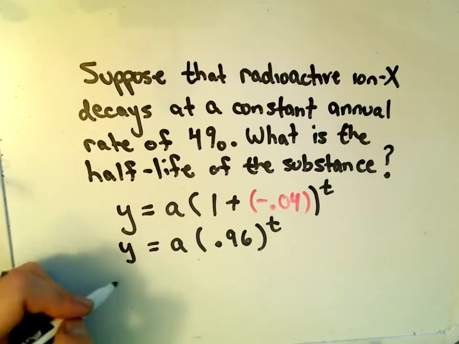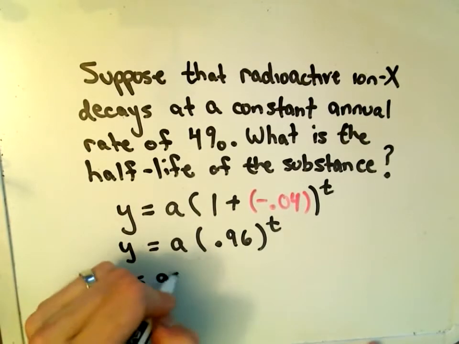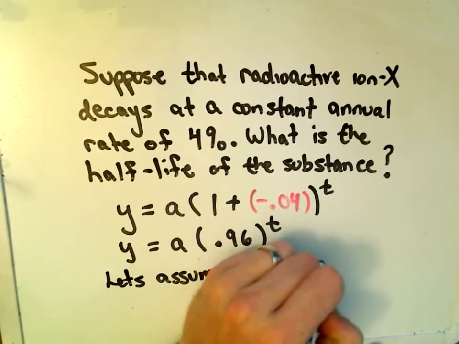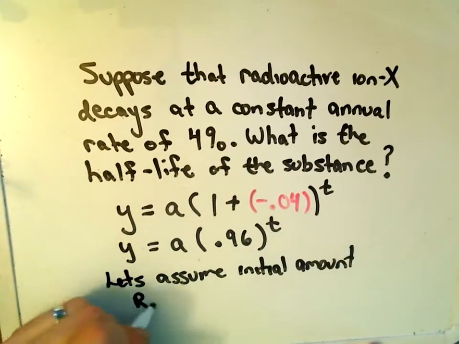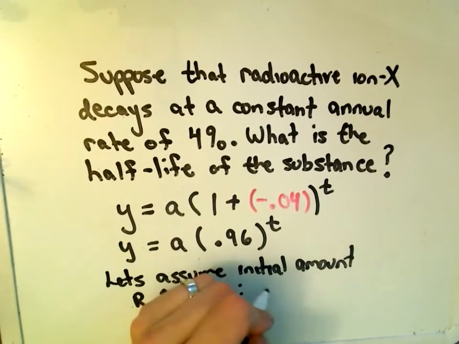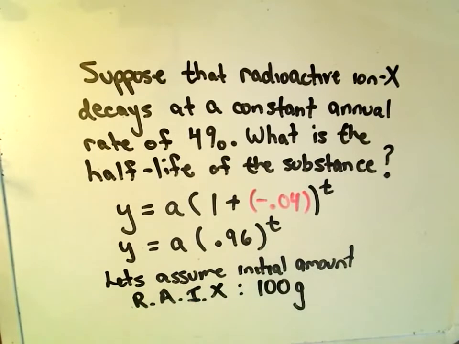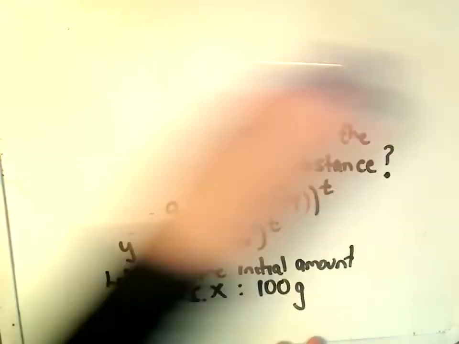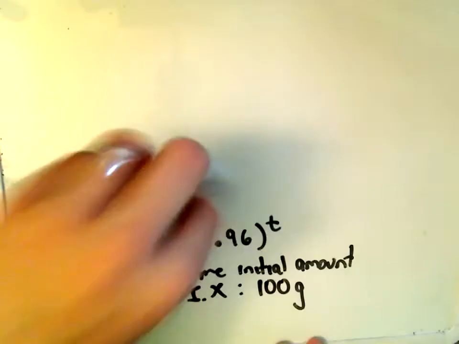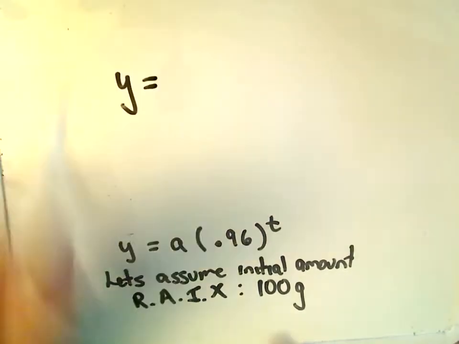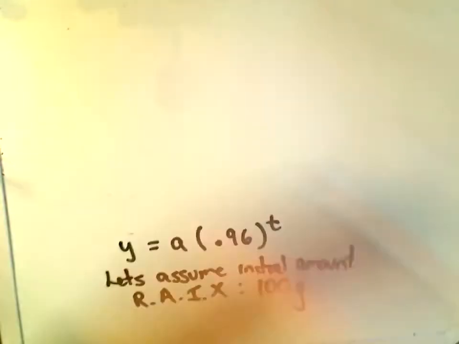So we want to know the half-life. Let's just assume the initial amount of our radioactive ion X is just 100 grams. The half-life is going to be the same no matter what amount you start with. We could do it generically in terms of a, but I like to use numbers because they make more sense to poor Patrick.